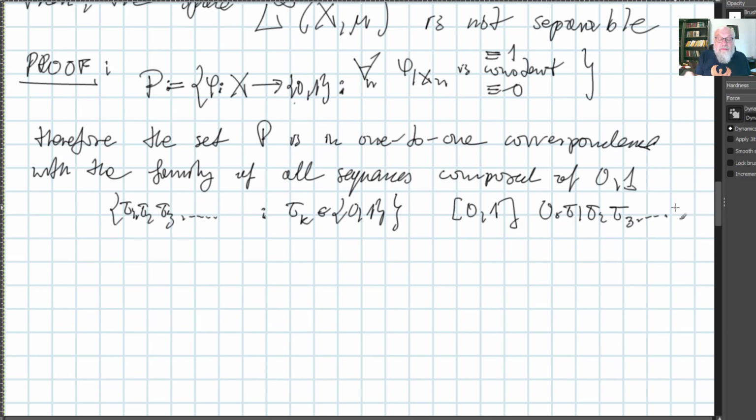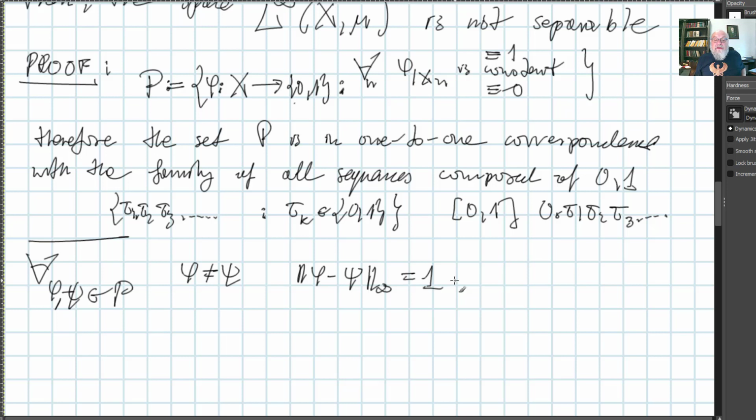The only remark is this: for every phi and psi belonging to P, if phi is different than psi, then the norm of phi minus psi in L^infinity is equal to 1. So P is actually a discrete, uncountable set in the space L^infinity. Consequently, there is no way this space can be separable.